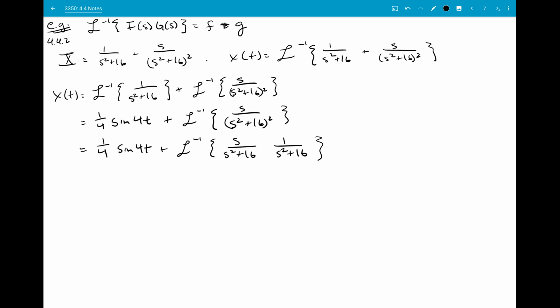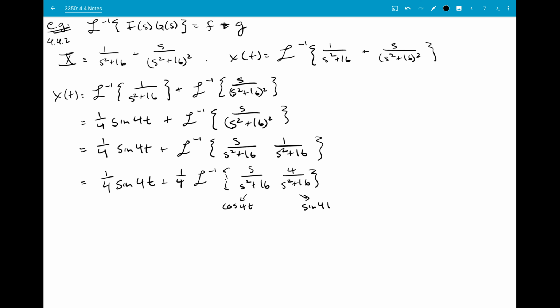But now I know that if I want this to look like the product of two things that I know the inverse Laplace transform for, I want this to be s over s squared plus 16, and I want this to be 4 over s squared plus 16. So I'm going to go ahead and divide by a 4 to even that out. And then I can see really clearly that this looks kind of like a cosine 4t, and this looks like a sine 4t.